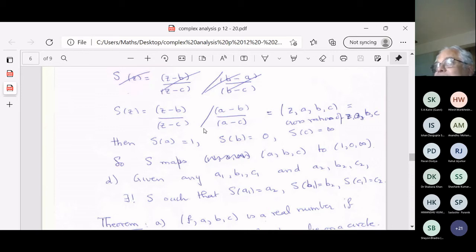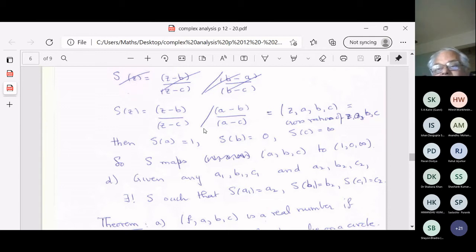This set 1, 0, infinity does not change when you take inverses. The inverse of 1 is 1, the inverse of 0 is infinity, the inverse of infinity is 0. So these 3 points do not change under the inversion map.